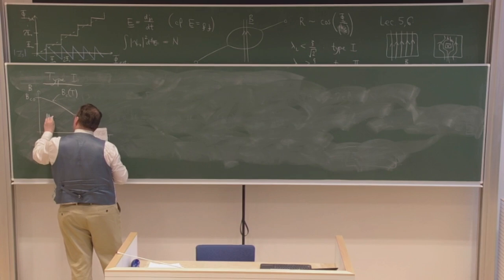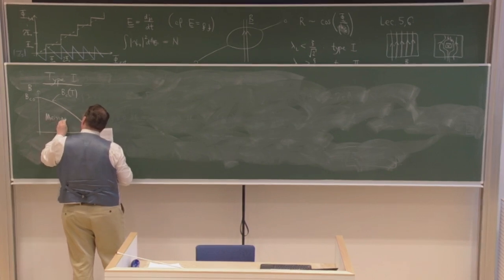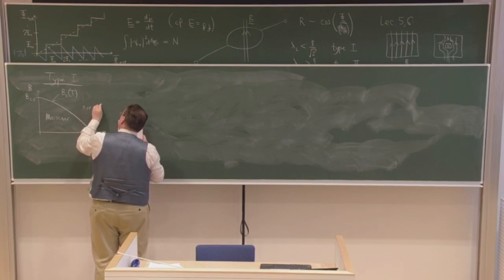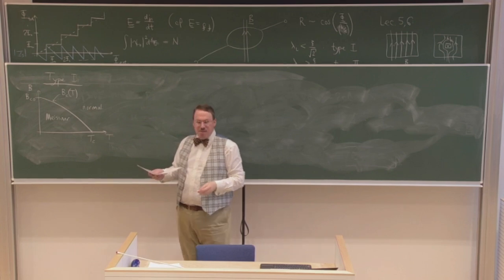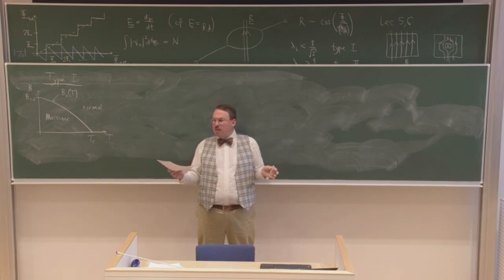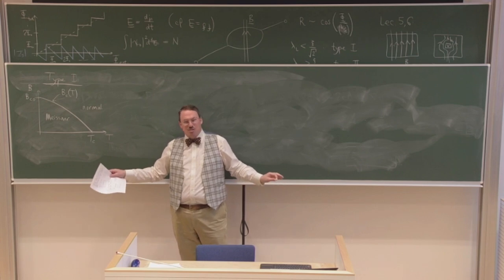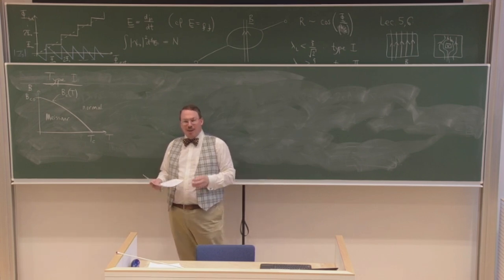And there are just two phases. There's the Meissner phase and the normal phase. So the Meissner phase has perfect diamagnetism. It completely excludes the applied field. And then just when you reach this line, the superconductivity just dies in the entire sample and it goes normal.